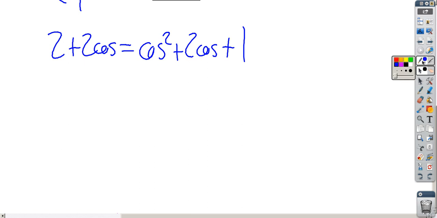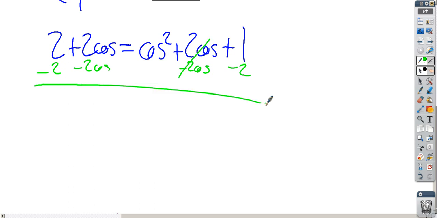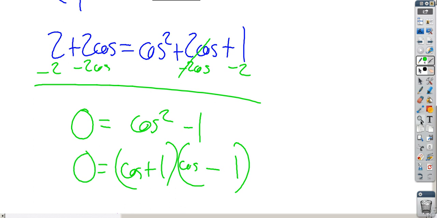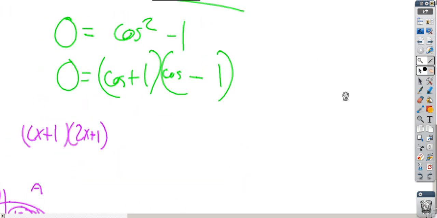Okay, let's finish this by subtracting everything to one side. So we'll do the minus 2 here, and then we will do minus 2 cosine. That's nice because these disappear. It makes things easier for us. So 0 equals cosine squared, 1 minus 2 is 1, and that's a difference of squares right there. Cosine squared is cosine times cosine, and 1 times 1 gives us the minus 1, and then we have a plus and a minus right there. So now we need to solve both of these, and also we need to check.